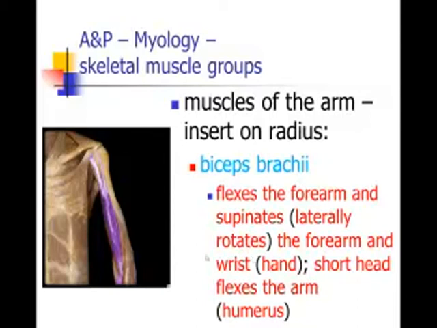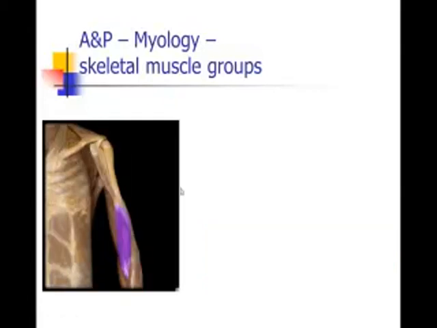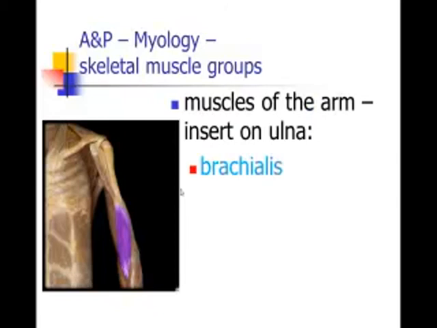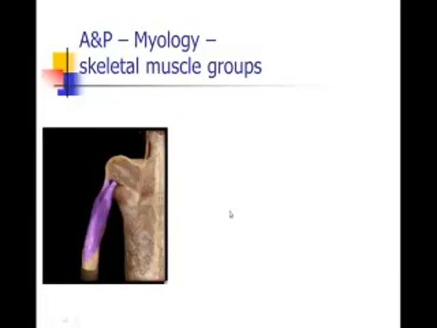And then the short head is the piece that goes to the coracoid process of the scapula. The short head is responsible for flexion of the arm, although that's definitely not its strongest input. Here's brachialis. Brachialis is much simpler. It just does one thing. It flexes the forearm. And if it flexes the forearm, you know that it must attach to which bone? Right, the ulna, because the ulna doesn't rotate.